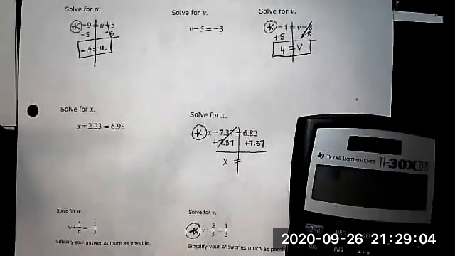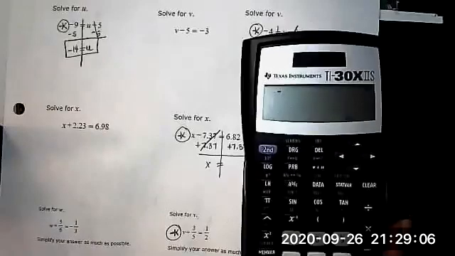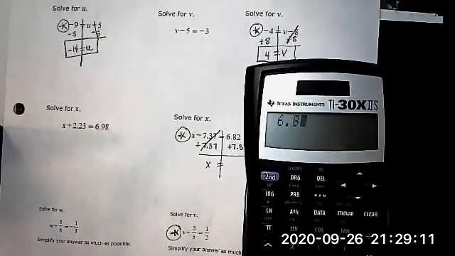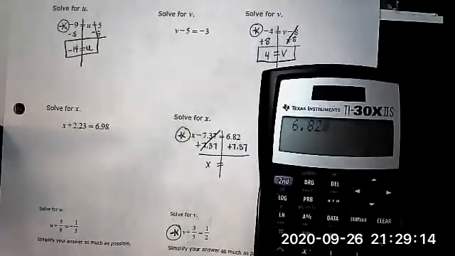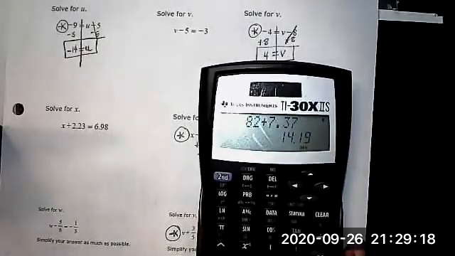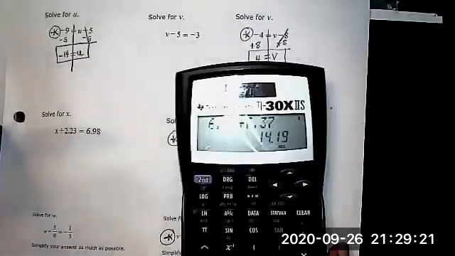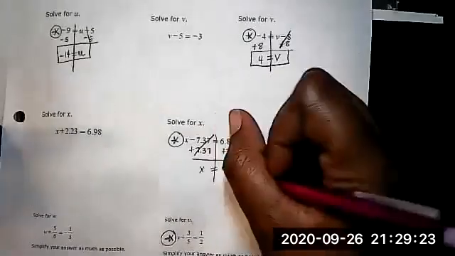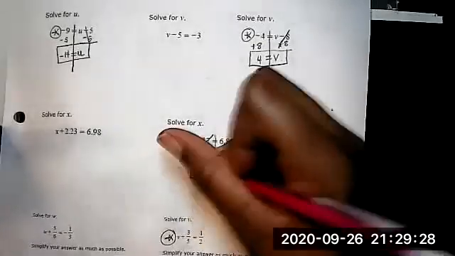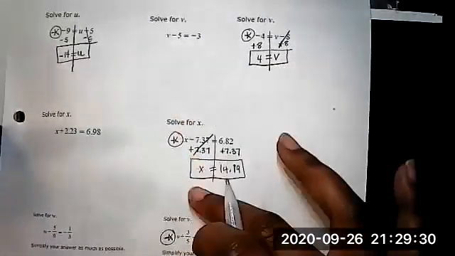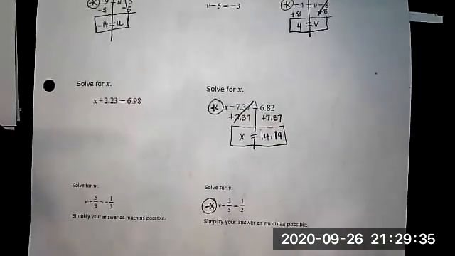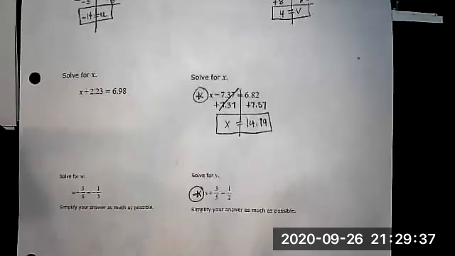All right, so now I have my calculator. I'm going to put in there 6.82 plus 7.37, and I'm going to get my answer as 14.19. Okay, so 14.19 is my answer. How do I know? Because x is by itself. So if it says solve for x and x is by itself, then you are done. You solve for x. And this one is not as hard as you would think.